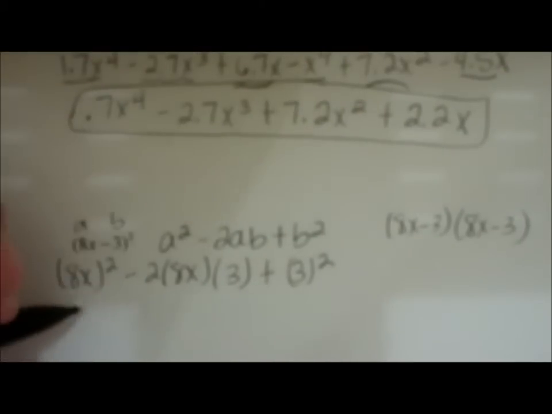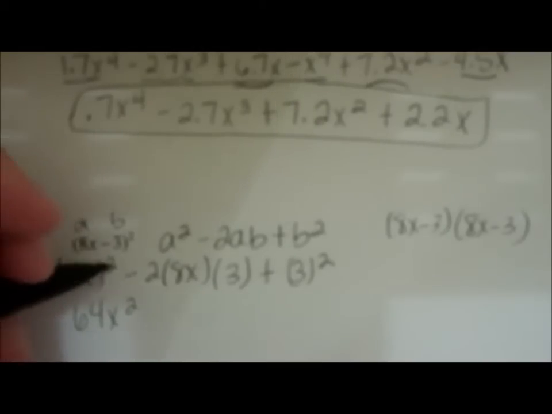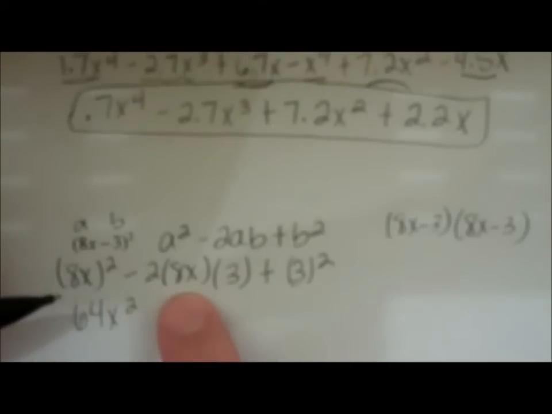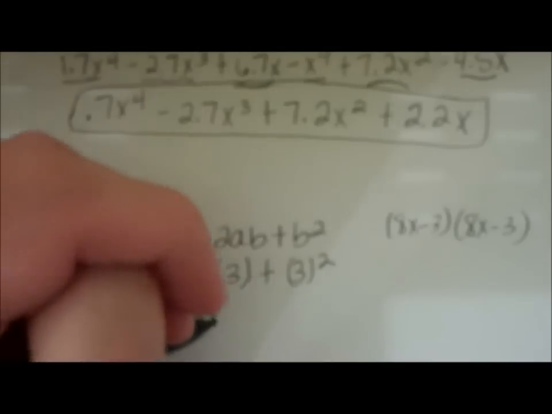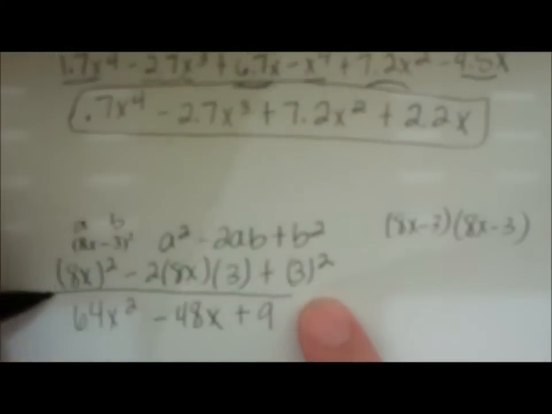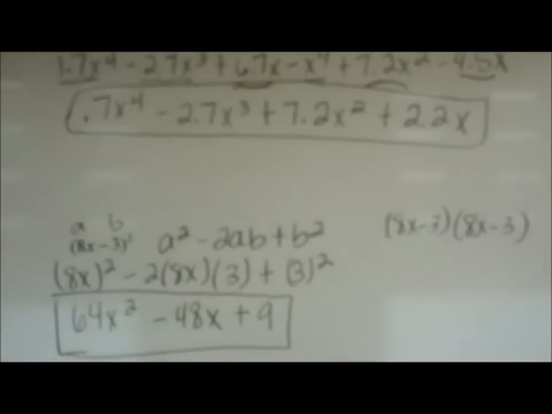8x squared gives us 64x squared. That's 8 times 8, and then x squared. Remember, you have to do it to everything. Now we got 2 times 8x times 3. That gives us negative 48x. And then 3 times 3 is 9. And I'm sorry, that was section 4.5.